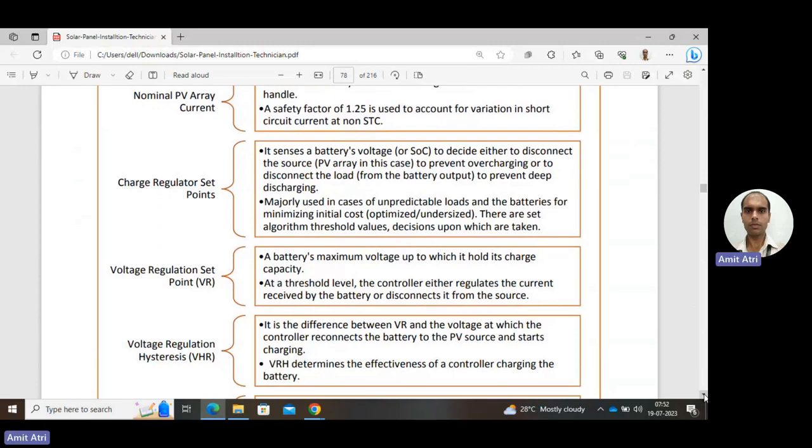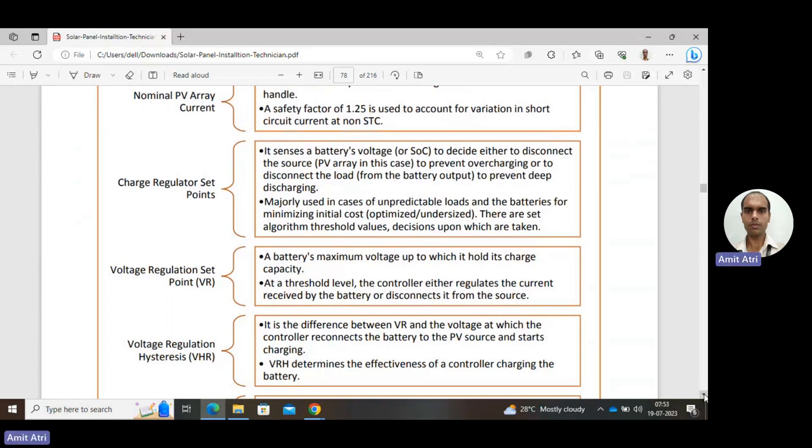The next, charge regulator set points. It senses the battery's voltage to decide whether to disconnect the source, in this case the PV array, to prevent overcharging, or to disconnect the load to prevent deep discharging. With these set points, we check both the upper as well as the lower limit of the voltage. Majorly it is used in cases of unpredictable loads and batteries, for minimizing initial cost.